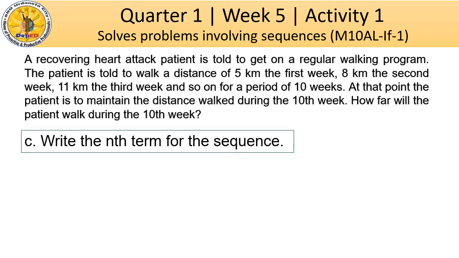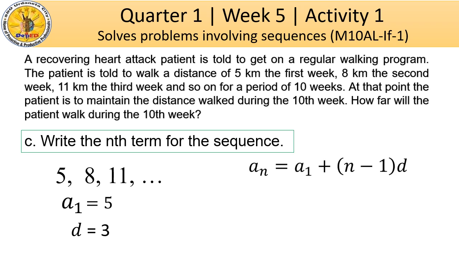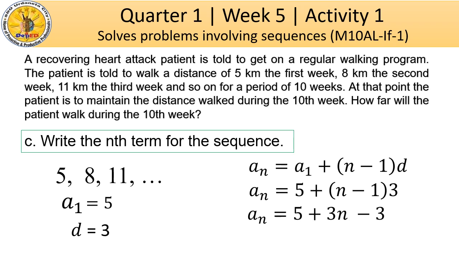Write the nth term for the sequence. We have 5, 8, 11, and so on. The first term, denoted as a sub 1, is equal to 5. The common difference, denoted as d, is equal to 3. We will use the formula for finding the nth term of an arithmetic sequence: a sub n is equal to a sub 1 plus the quantity n minus 1 times d. Then substitute the values. Simplify. Now we have a sub n is equal to 3n plus 2.